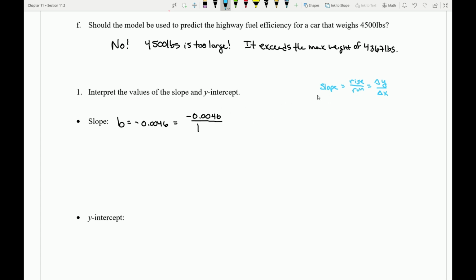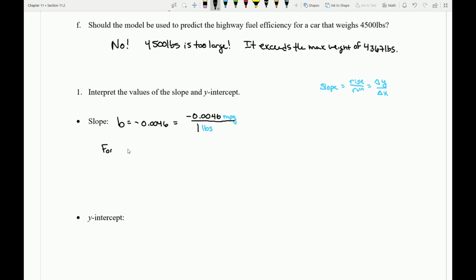The key is that I want my y units to be up top and my x units to be on bottom. So here in this question, my x units were weight of a car, so this would be pounds, and my y units were miles per gallon. So when I look at my slope here, what I see is that I have something that looks like negative 0.0046 miles per gallon over 1 pound, or per pound. And so this is exactly how I make my interpretation.